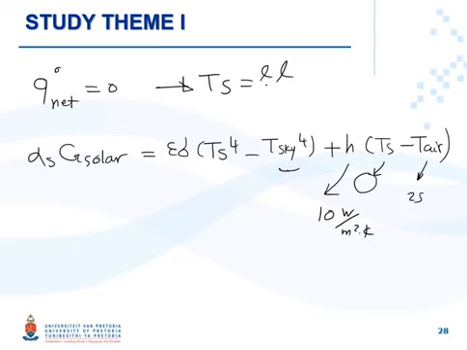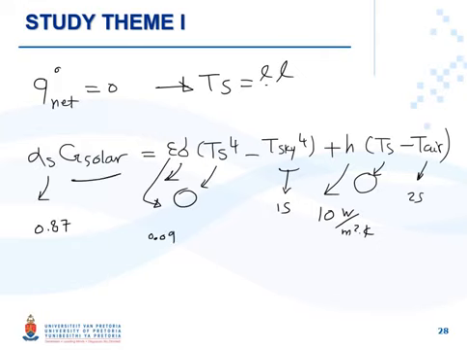T sky we have it, 15. Sigma is the Stefan Boltzmann constant. Epsilon we have it, 0.09. Here alpha S we have it, 0.87, and G solar we have it, 600 watt per square meter. If we put everything together and use our calculator, the final answer, the Ts, will be 356 Kelvin.